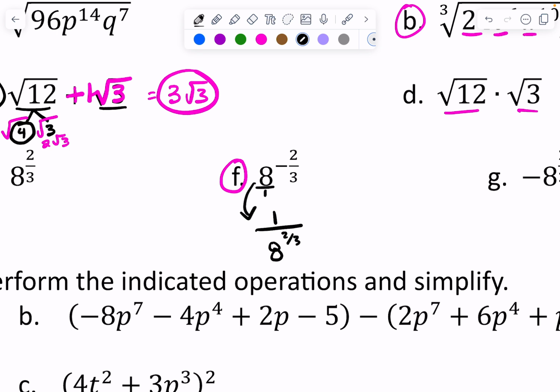And 8 to the 2/3 power means the cubic root of 8 squared. And I can either square it underneath or I can square it afterward. I'm going to square it afterward because the cubic root of 8 is 2, and 2 squared is 4. So I've got 1/4 is what I've got there, okay?